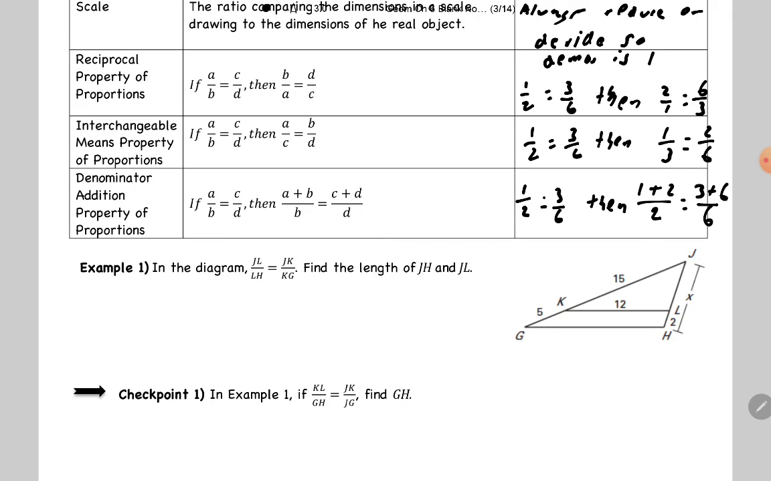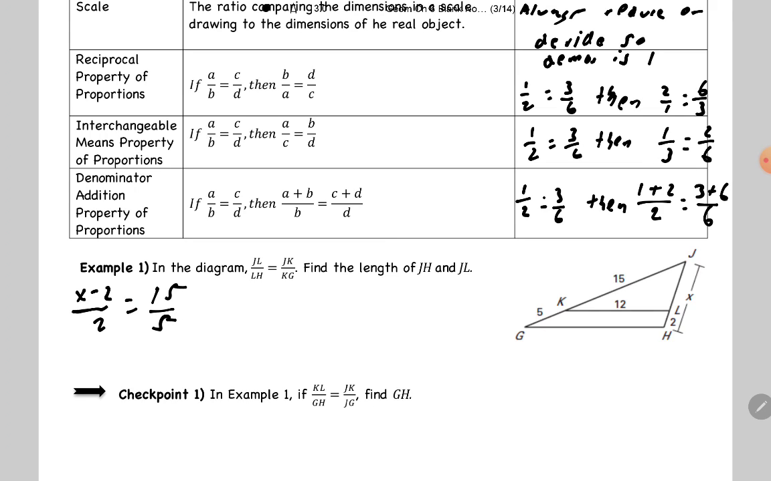So we know that JL, let's call this X minus 2, because we know the whole thing is X, and then a piece of it minus 2. That's JL over LH, which is 2, is equal to JK, which is 15, over KG, which is 5.